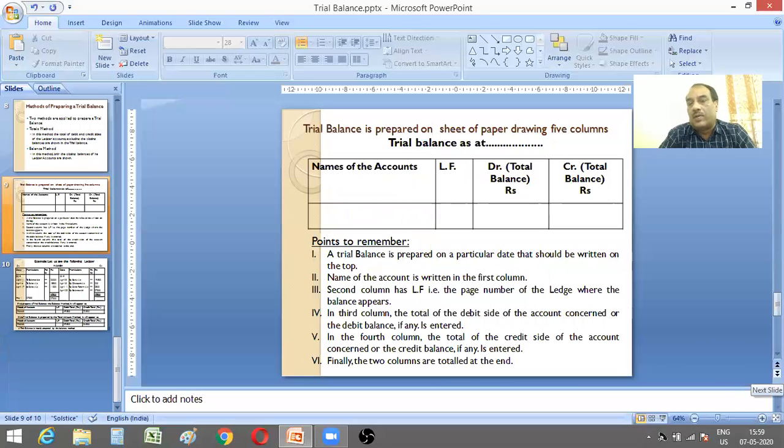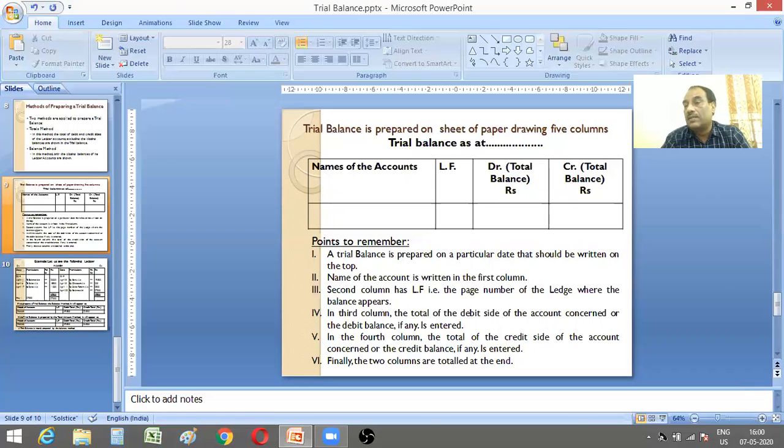So trial balance is prepared on a sheet of paper. It is simply a worksheet to ascertain the accuracy, and this is the format where we write the trial balance. So trial balance is always prepared on a particular date. If we are preparing today, then we will write today's date. So it is 7th May, so we will write trial balance as at 7th May 2020. Then we will write the names of the accounts, then the number of the ledger folio, then total debit balance and total credit balance. The point to remember is, a trial balance is always prepared on a particular date.